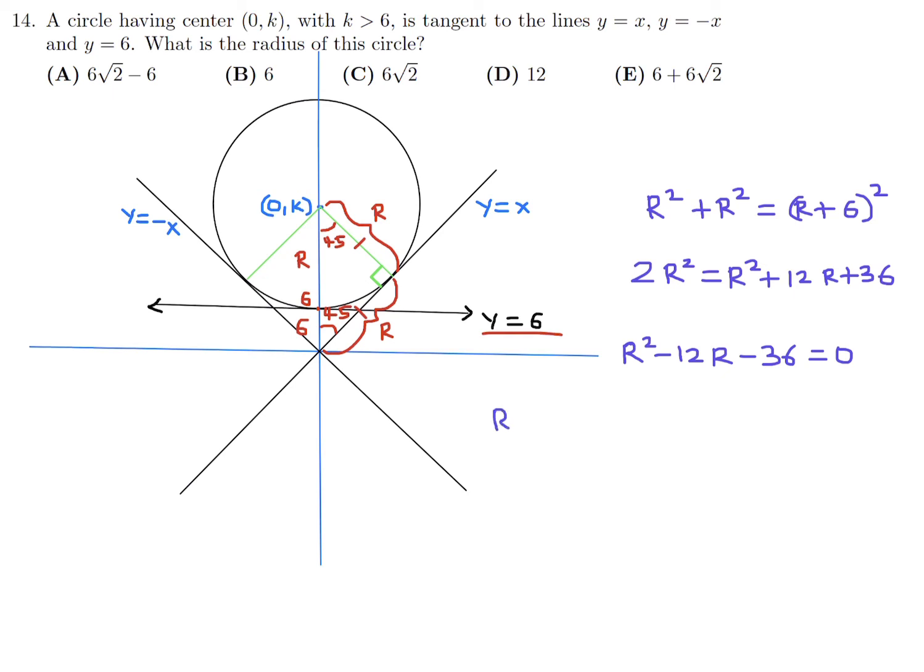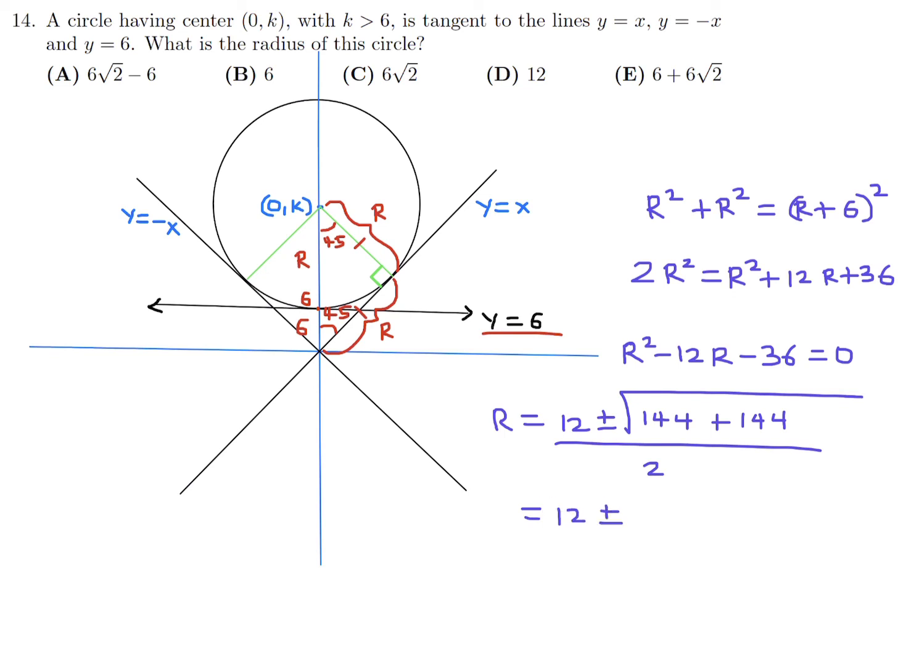So r is equal to 12 plus or minus the square root of b squared, which is 144, minus 4 times 1 times negative 36, I should say. So that's another 144, all over 2. So this is 12 plus or minus 12 root 2, over 2. And just taking the positive one, that'll give me 6 plus 6 root 2. And that's it. So number 14 is E.